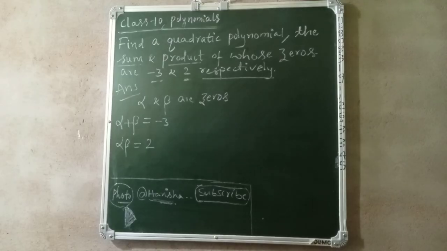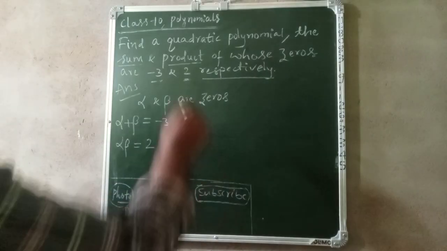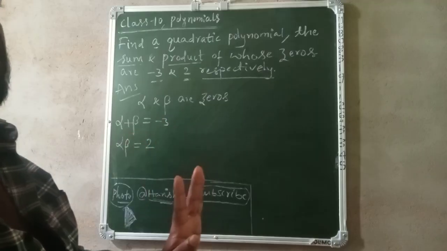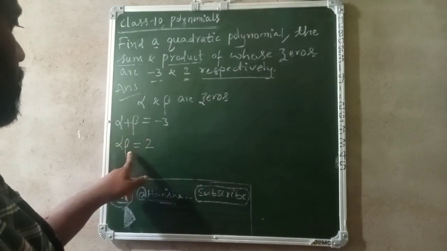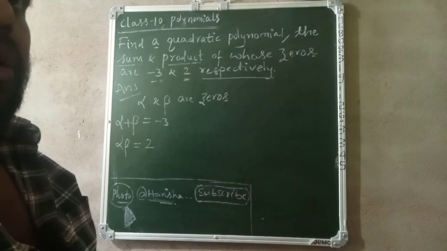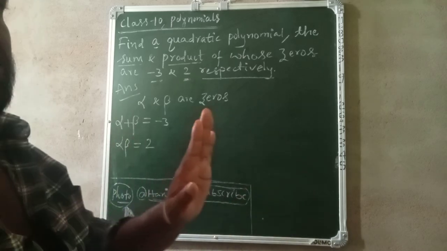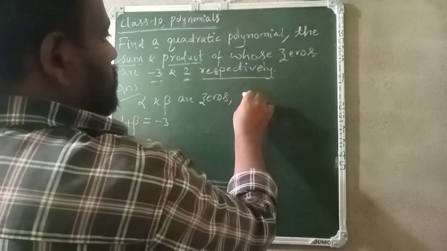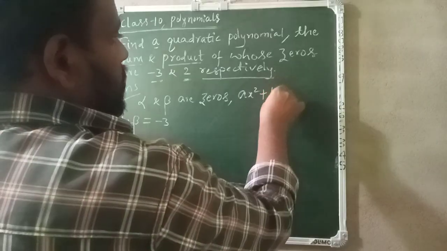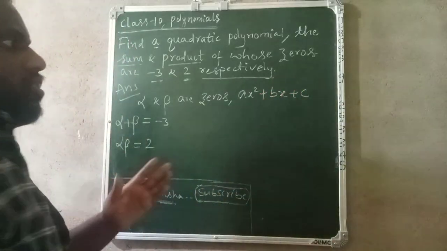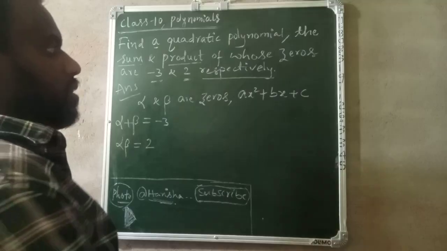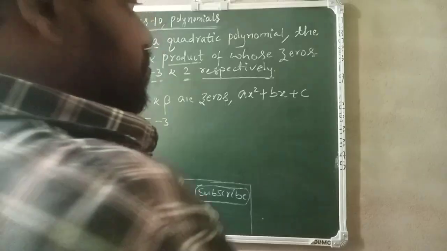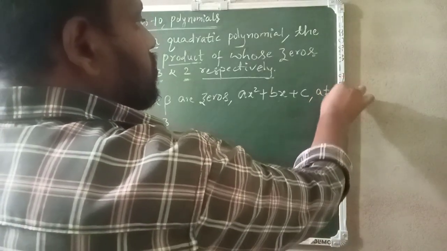Now, what is the question? Find a quadratic polynomial. A quadratic means any one quadratic polynomial that has sum of zeros equal to -3 and product of zeros 2. So that quadratic polynomial we have to find. First, the general form of a quadratic polynomial is this: ax square plus bx plus c. This is the standard form of a quadratic polynomial. a, b, c are real numbers and a should not be equal to 0.